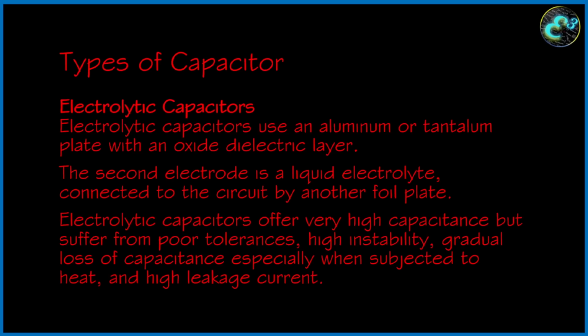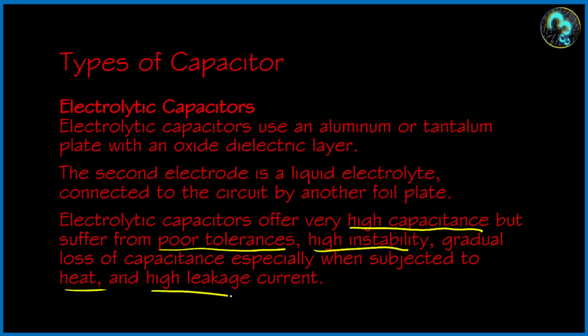Okay, we have here the types of capacitor. The very first one is electrolytic. It could be tantalum or aluminum with an oxide dielectric layer. The second electrode is a liquid electrolyte. Electrolytic capacitors offer high capacitance. So ito yung mga advantage: high capacitance, but it has poor tolerances, high instability, gradual loss of capacitance, especially when subjected to heat, and high leakage current.